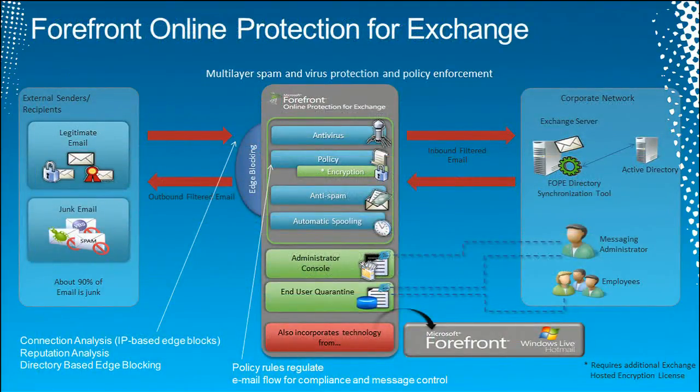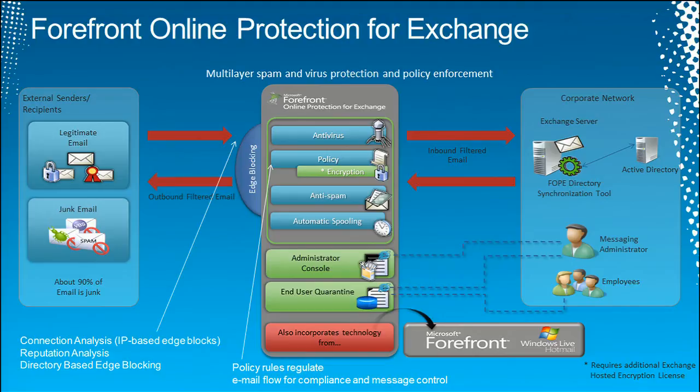So a little bit more detail on the FOPI infrastructure. On the left-hand side, we have the internet or external senders. In the middle, we have the FOPI infrastructure. And on the right-hand side, we have the corporate network. The corporate network could also be Exchange Online or Office 365. So as mail comes in and outbound, we have different configurations or different protection layers. If the mail comes in on the top red arrow, we have connection analysis that will look at that IP, decide if it's a good IP, a bad IP, apply different logic to it.